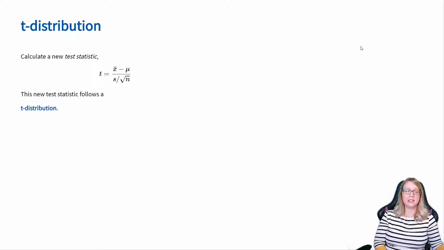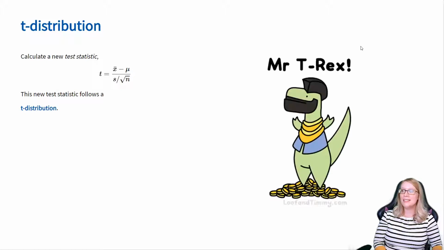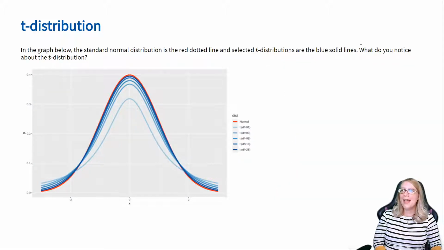You've actually seen this already in the previous video. So this quantity t, which is equal to the sample mean x bar, minus the population mean mu that we're hypothesizing, divided by s over the square root of n, follows a new distribution called the t-distribution, or the T-Rex distribution. In our graph, what you're seeing here is the standard normal distribution plotted in red and several different choices for t-distributions in blue. Now, right away you see a difference.